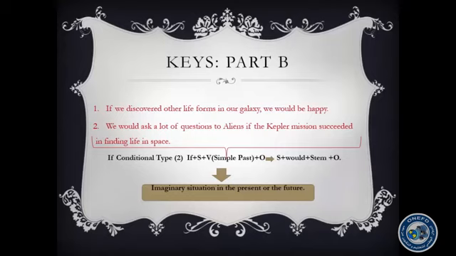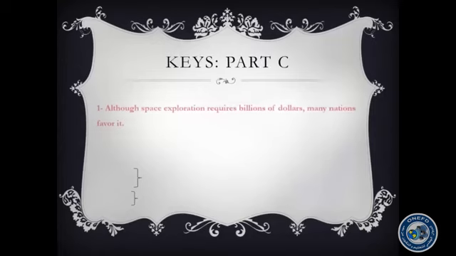So the event of discovering other life forms in our galaxy may not happen, for example, this year, next year, or in the next 20 years, but maybe in the next million years they would find other life forms. So there is a possibility that it's going to happen, even though it is very, very small. Okay? So let's move on to part C.